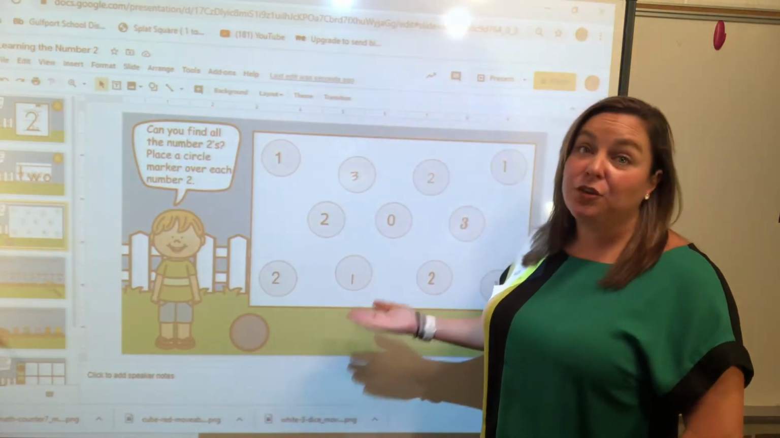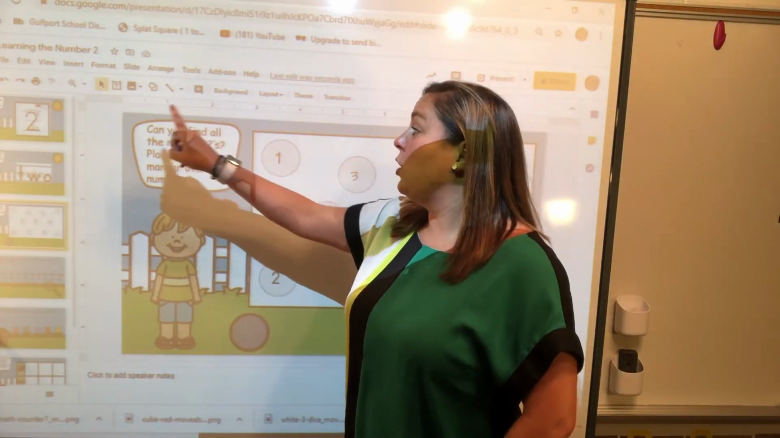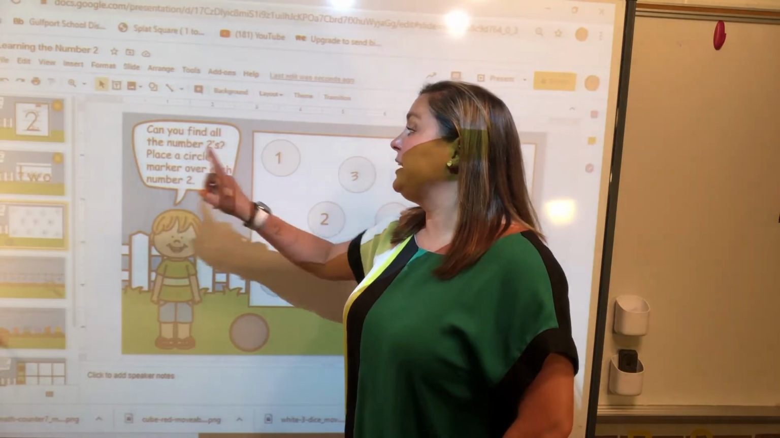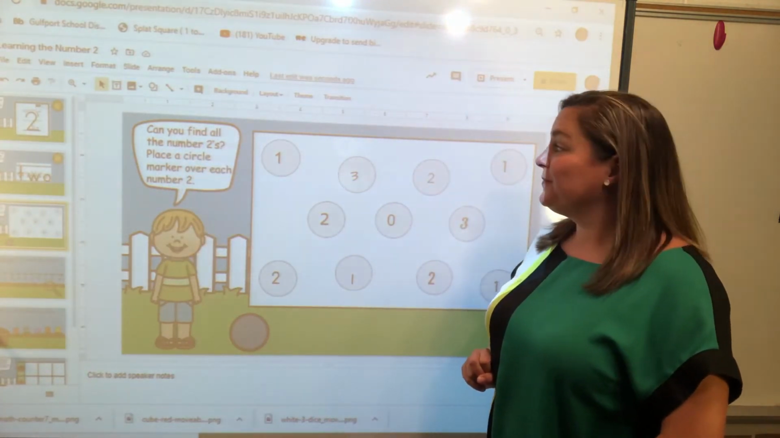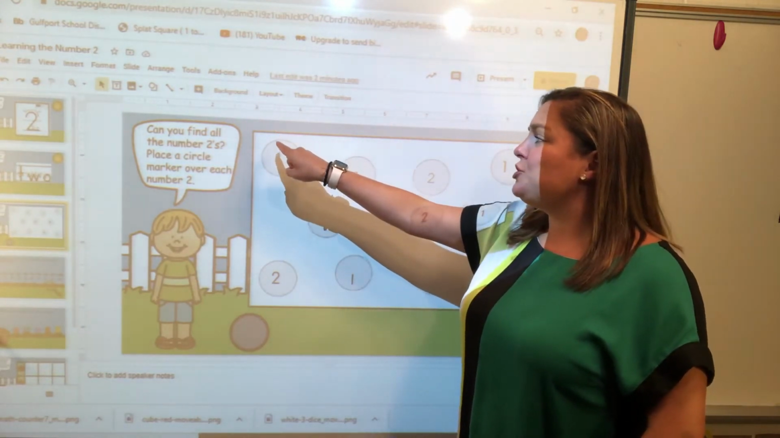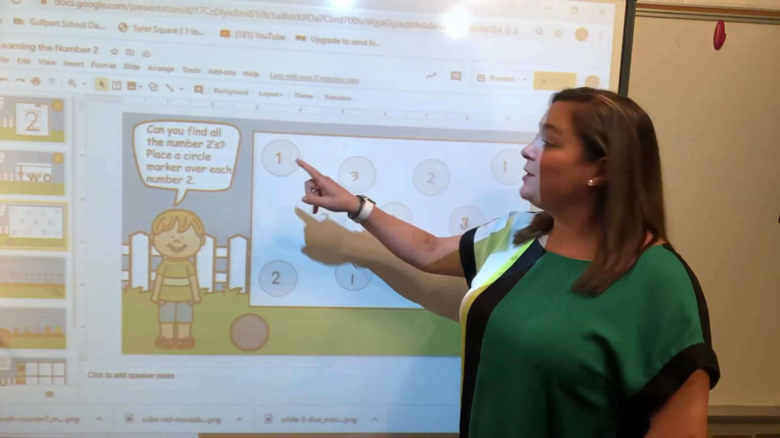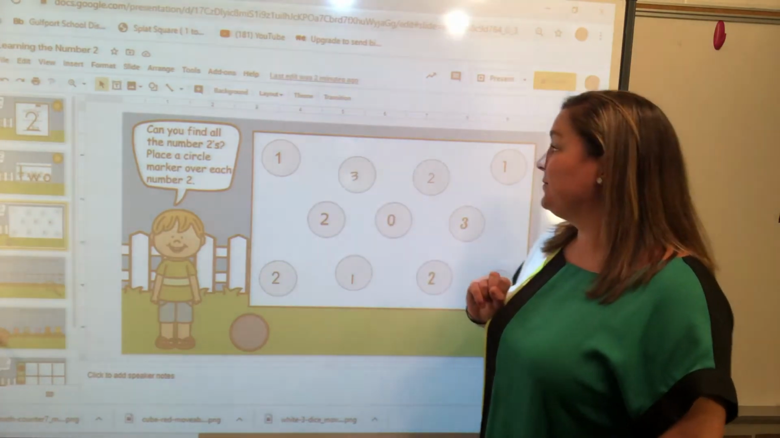Here we have several different numbers. Can you find all the number 2s? Place a circle marker over each number 2. Let's look at our first number. Our first number I see, it goes straight down. This is not a number 2. This is a number 1. We don't need a marker for this one.